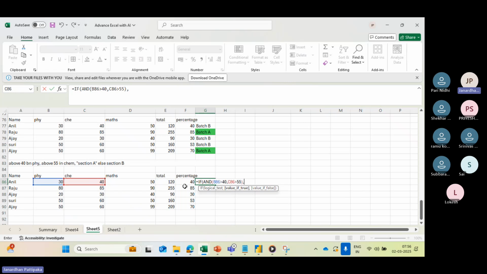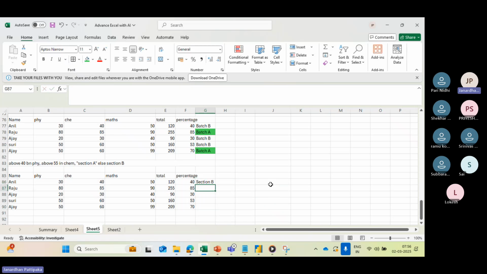If this condition is met, we have to put the person in section A, right? So mention it as section A. As you are entering the data manually, you have to mention it in double quotes as section A. And what if the condition fails? Comma. I need to put this person in section B, else section B, right? Again, it is hard coding. You are writing a value manually, so you need to mention it in quotes, and close the bracket. Fine.